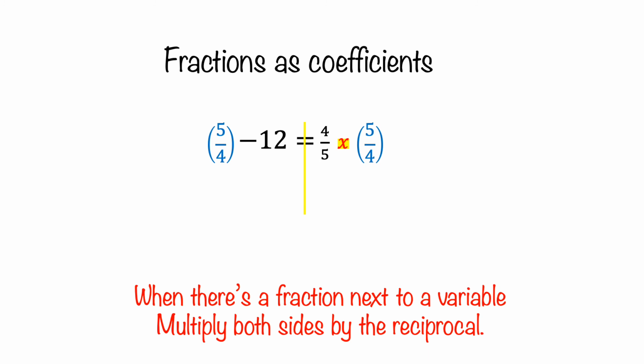So again, we go to cross-reduce. 4 divided by 4 is 1, and negative 12 divided by 4 is negative 3. We're done simplifying on the left side. On the right side, you see if we cross-reduce, these cancel out to become 1. So we're left with only the variable x. On the left side, we multiply across. 5 times negative 3 is negative 15, and this equals x. So x equals negative 15.